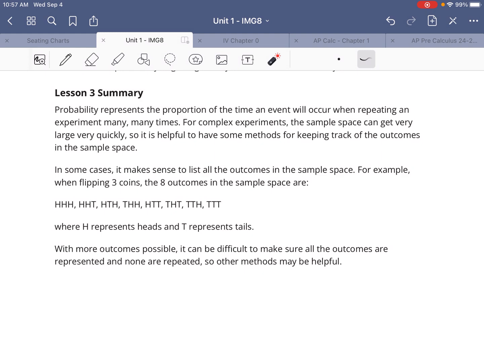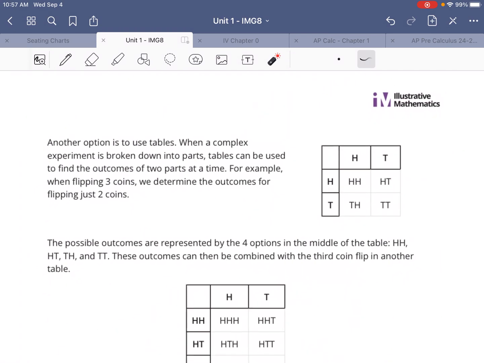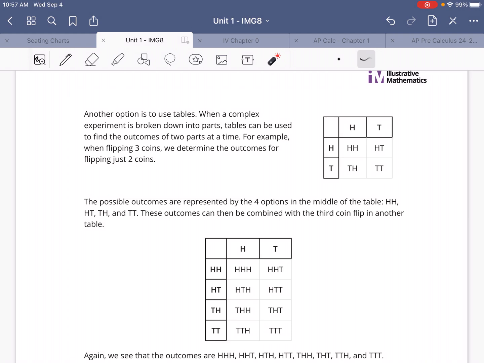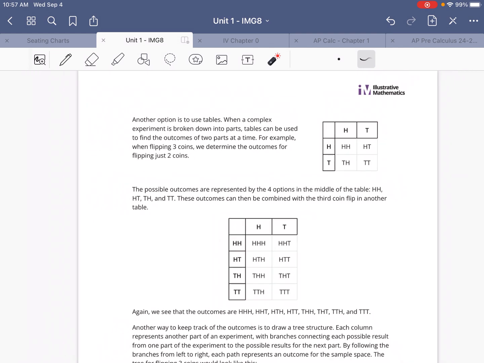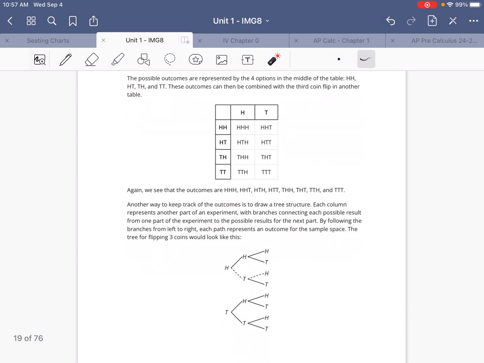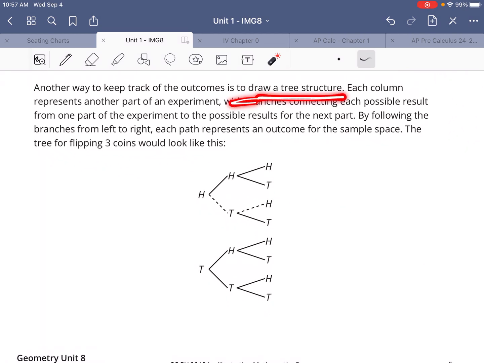There's a couple different ways that we can visually represent sample spaces when we're doing probability. The first way is you can use a chart like this. Now, I don't necessarily recommend a chart like this because it seems to be a lot of work. It's a little bit confusing. If this makes sense to you, great. Go ahead and do that. My preferred method is to draw a tree structure.